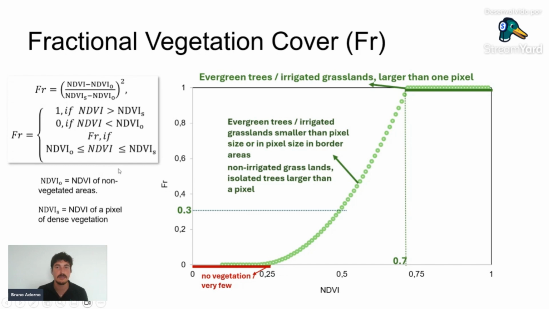Therefore, it's important to manipulate the results in order to make FR equals 1 or 0 when NDVI is above NDVI-S or below NDVI-O. So in a nutshell, usually NDVI below 0.25 is represented by very low or no vegetated areas. So fractional vegetation cover equals 0. For NDVI above 0.7, we usually have an area fully covered with vegetation. So fractional vegetation cover is equal to 1. And between 0.25 and 0.7, we have the interval in which we have an exponential relationship between NDVI and fractional vegetation cover.